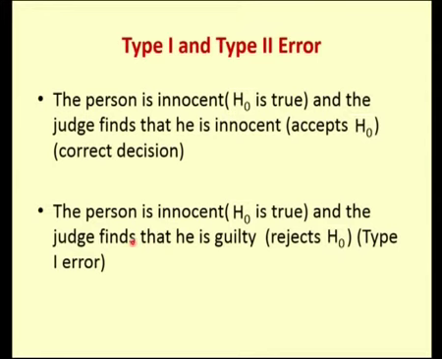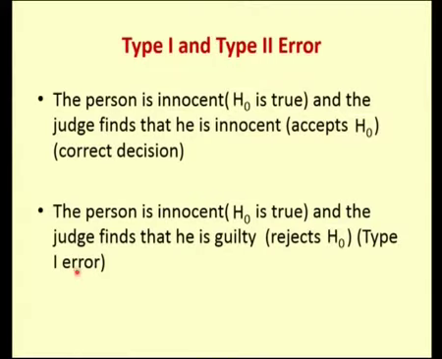The other one is the person is innocent, that is, your H0 is true, but the judge finds that he is guilty, therefore he rejects H0. If you see here, that person is actually innocent, but the judge has rejected him as guilty. So, this is a major error and we call that a type 1 error.